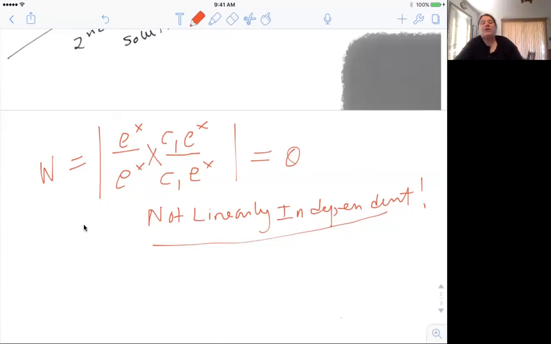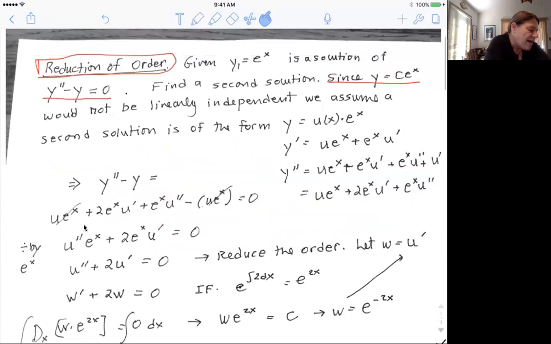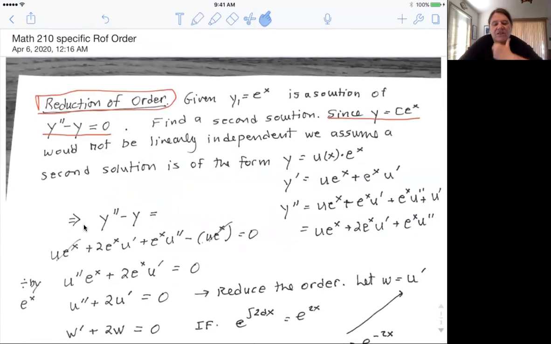So when we're looking for a linearly independent solution, it cannot be a constant multiple. So that's going to drive sort of my search here. So I'm going to go back and say, since y equals c e to the x, or c1, whatever, would not be linearly independent, we assume that a second solution is of the form u of x times e to the x. In other words, it's not a constant multiple. It's something times a function that's not a constant.